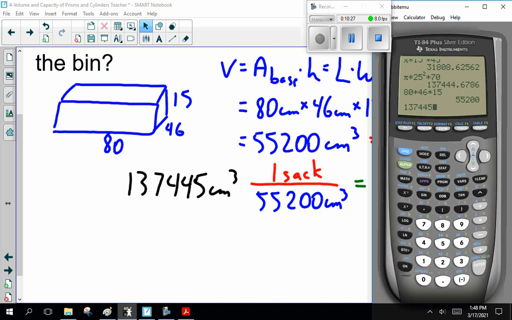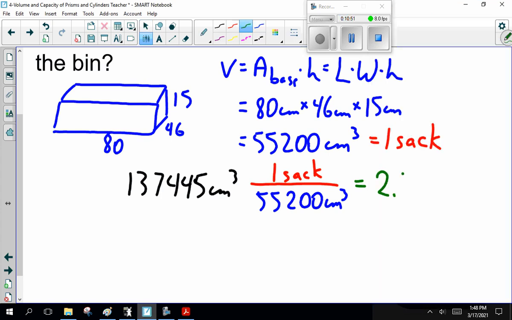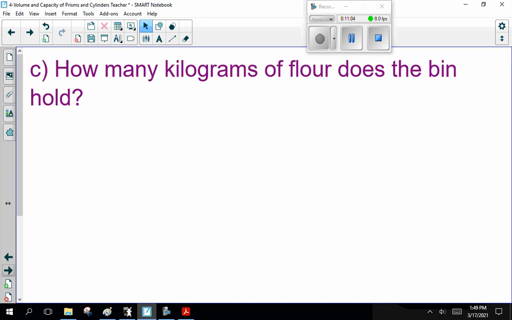137,445 divided by 55,200 is 2.48, so about 2.5. So this bin holds about 2.5 sacks of flour. And I just answered, sorry.